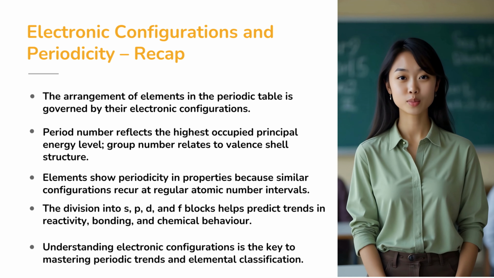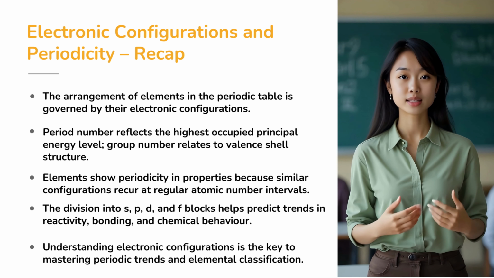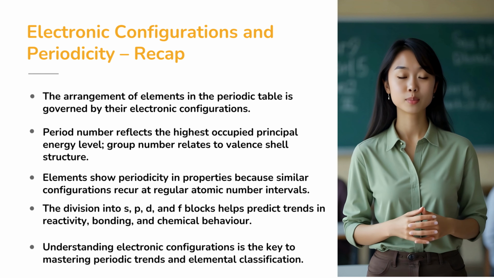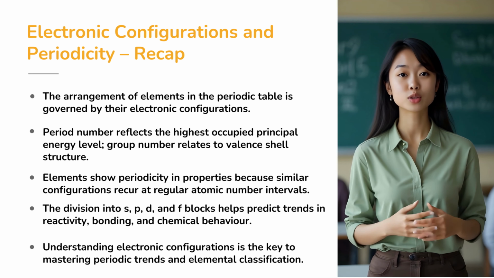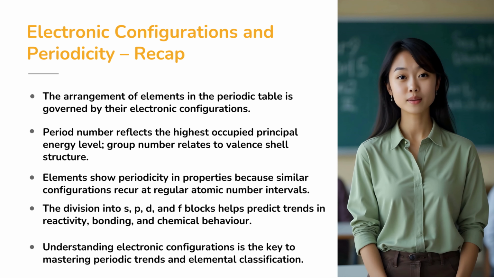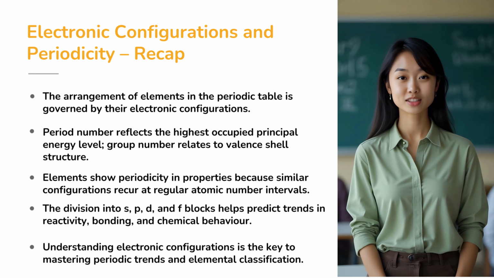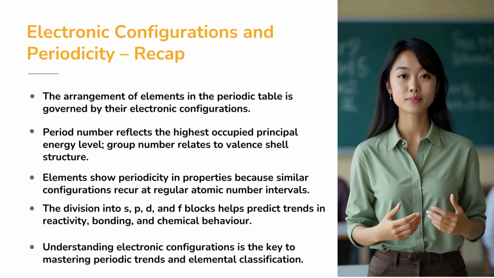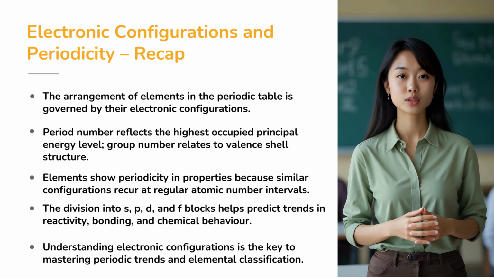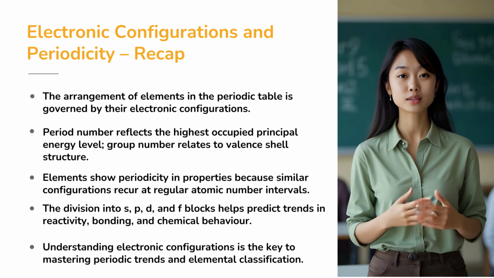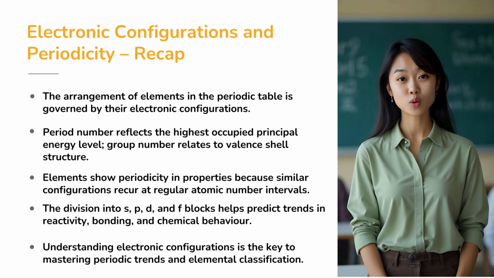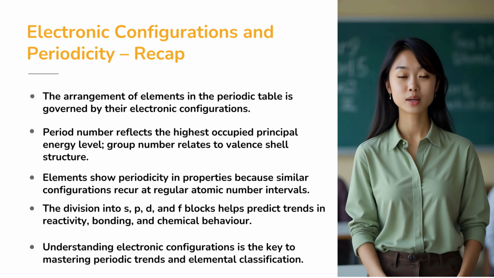Let's quickly recap what we've learned about electronic configurations and their relationship with the periodic table. First, we saw that each element's position in the periodic table is directly linked to its electronic configuration. Periods reflect the principal quantum number, the shell being filled, while groups indicate similarities in valence shell electrons. We understood that different blocks, s, p, d, and f, correspond to different types of subshells being filled. As we progress across periods, electrons fill orbitals in a specific order, shaping the structure of the periodic table.